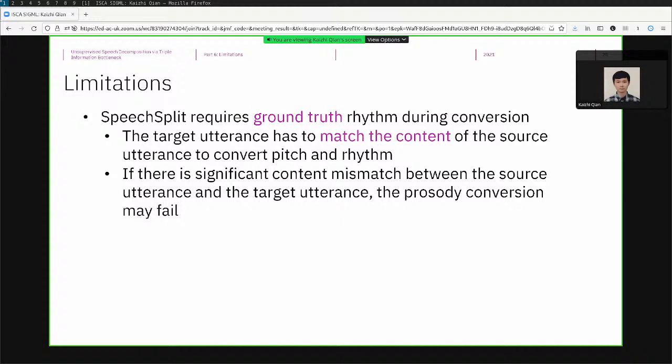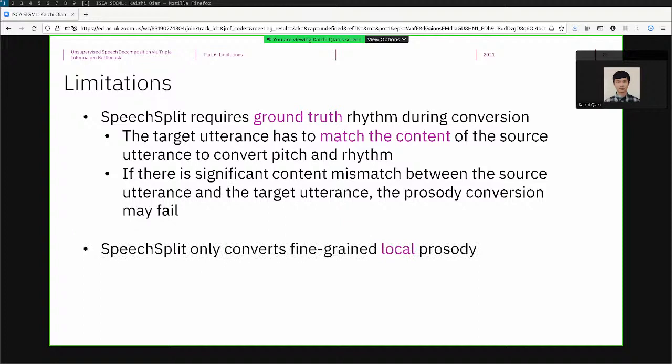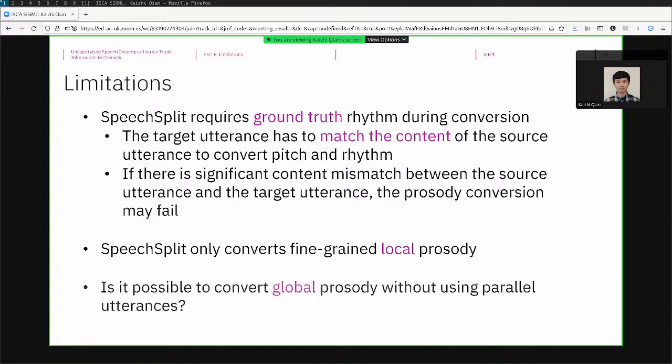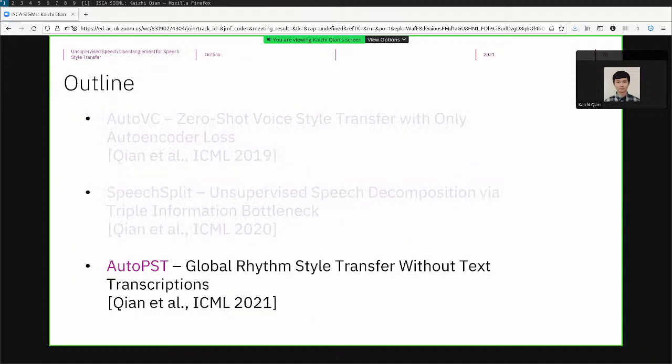If there is a significant content mismatch between the source utterance and the target utterance during conversion, the prosody conversion may fail. In addition, partly due to the above reason, SpeechSplit only converts fine-grained local prosody. And our goal is to find a way to convert global prosody without using utterances with the same content. So we propose AutoPST, which is among the first algorithms that can successfully convert rhythm without parallel data or text transcriptions.